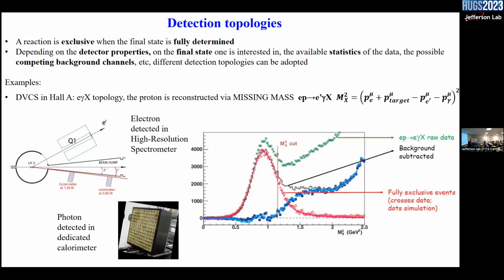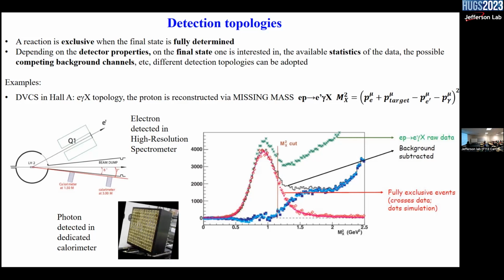So we can have different detection topologies. I'm showing here, for instance, and I talked about it in the previous days, the measurements that are done for DVCS in Hall A. You remember the DVCS final state is e, p, gamma: electron, proton, and photon. In Hall A, they measure only the electron and the photon. They have a high resolution spectrometer for the electron, and then they had a dedicated calorimeter for the photon.